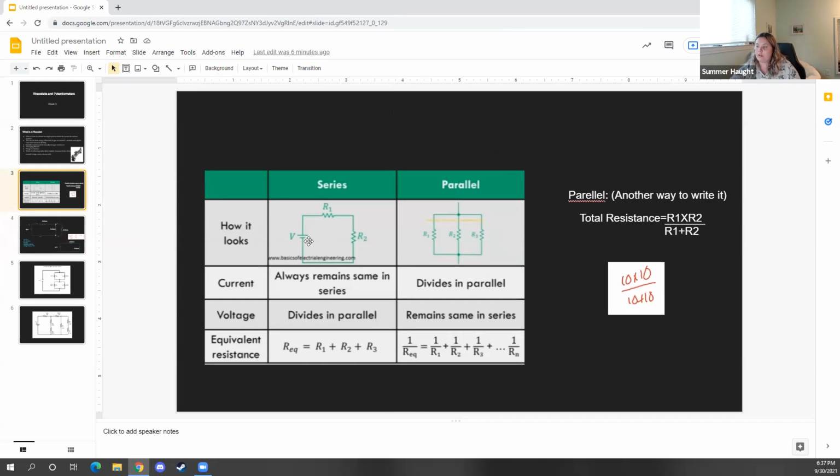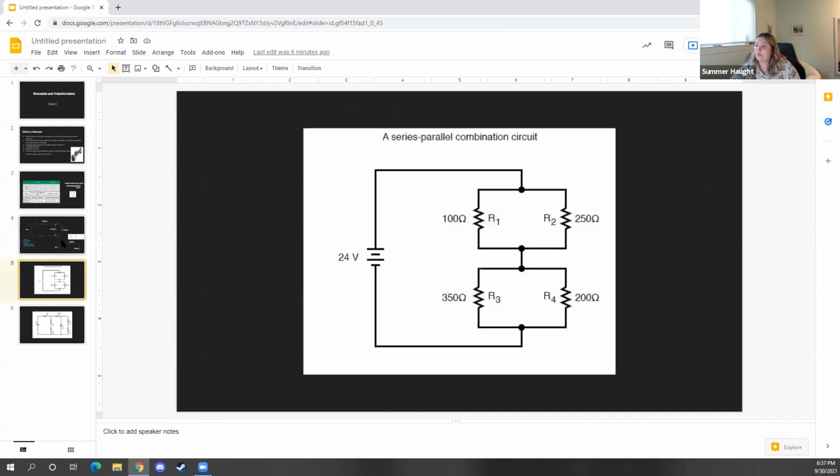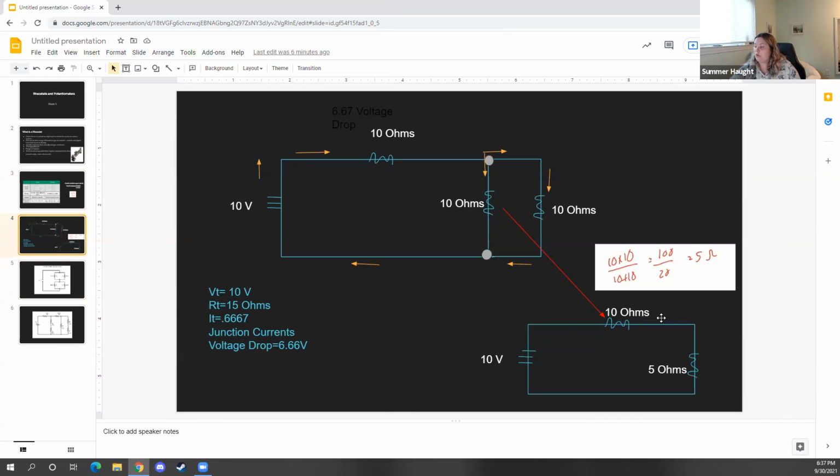Series is just the sum of the resistors. If you look, this is what a series circuit looks like, and this is exactly what this looks like now. So 10 plus 5 is 15 ohms. That's as simple as it is. So basically they were able to find the total resistance of this combination circuit by first finding the total resistance of just the parallel portion, then creating an equivalent circuit and doing it that way. So basically that's the main component of this week.